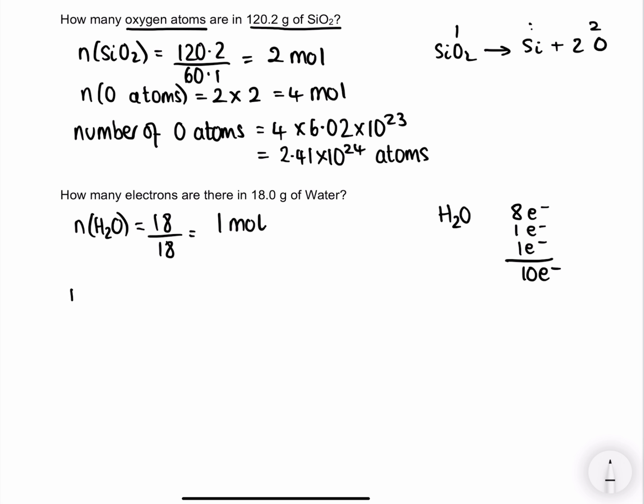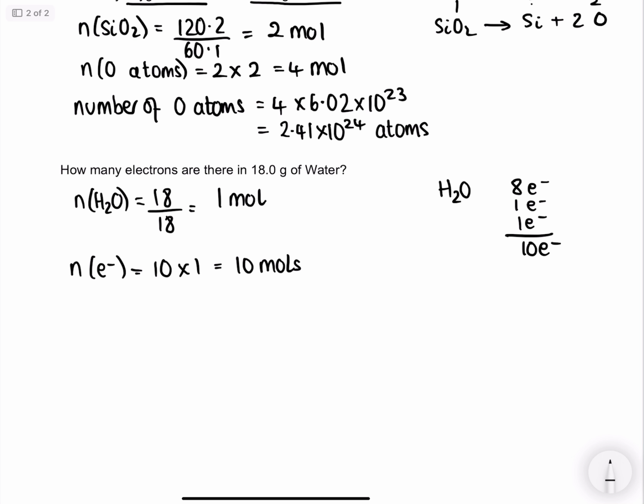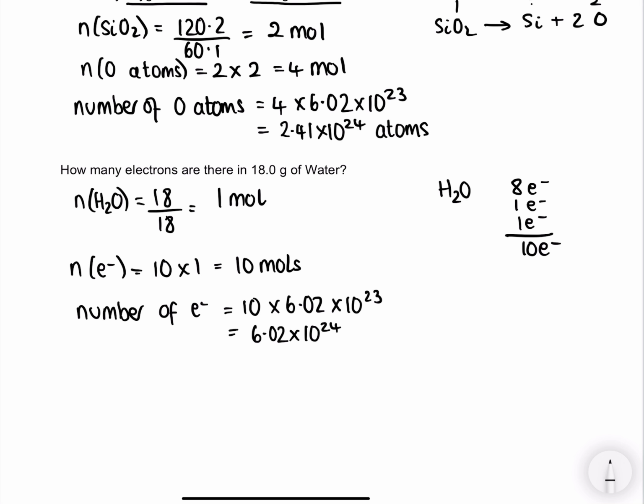Okay, so the number of moles of electrons would be 10 times 1. For every 1 mole, there are 10 electrons. So 10 moles of electrons. And therefore, to work out the number of electrons, we would times by Avogadro's. So again, you could possibly do this in your head using the standard form, or you can type it in your calculator to get the answer.